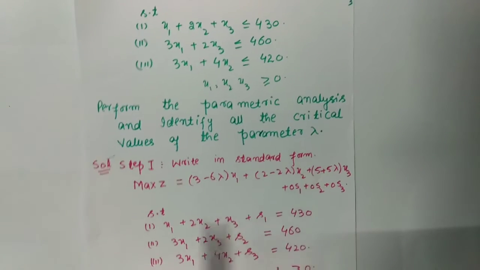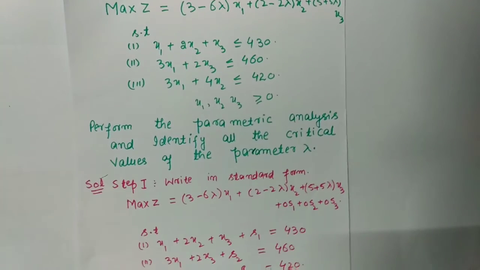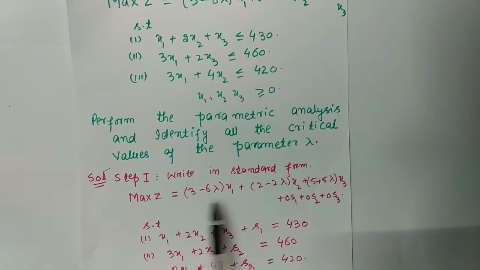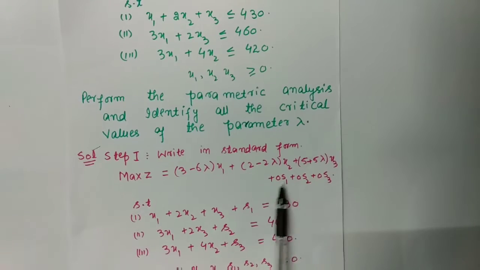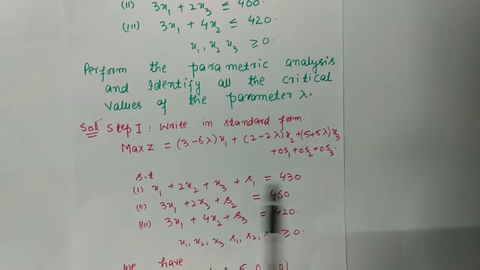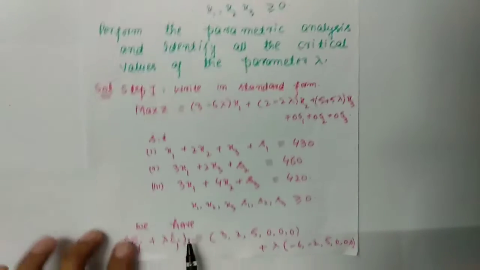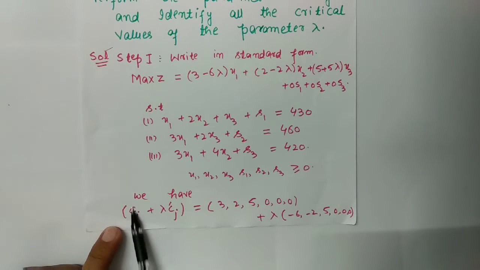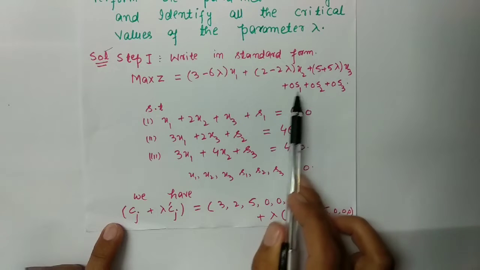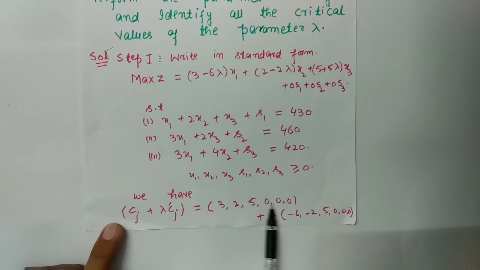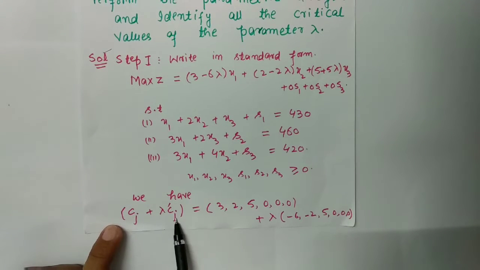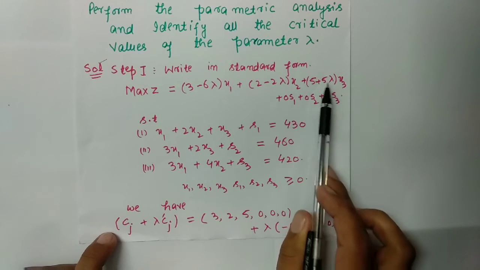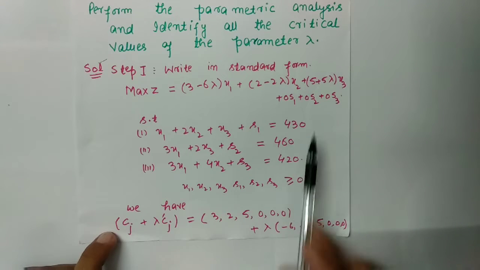Write in standard form. We have to write these constraints in standard form by adding slack variables. Here maximize Z is the same. We have added S1, S2 and S3 slack variables, and this is the standard form. We have Cj plus lambda C dash j. From the objective function Cj plus lambda C dash j, the values of Cj are 3, 2, 5 and 0, 0, and the values of C dash j are minus 6, minus 2, 5 and then 0, 0.